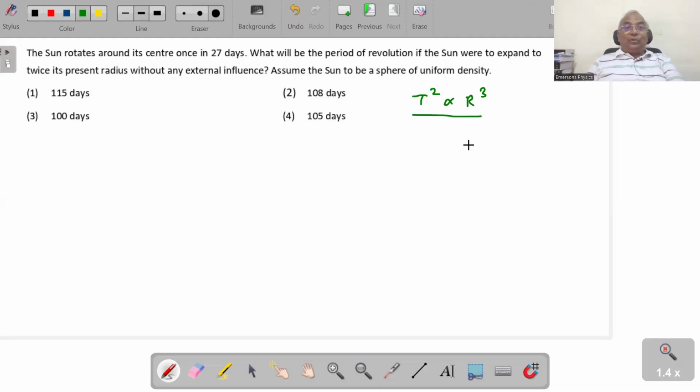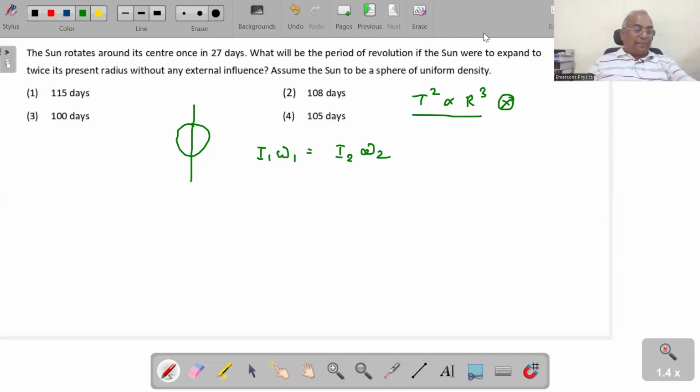Here the sun rotates about its center. It is not revolution. It is rotating about its axis. We have to understand this. That formula applies if a body is revolving around another object, like the earth revolving around the sun, but this is not that. The sun rotates about its axis, so in such a case it is conservation of angular momentum: I1 omega 1 equal to I2 omega 2. So angular momentum before equals angular momentum after.